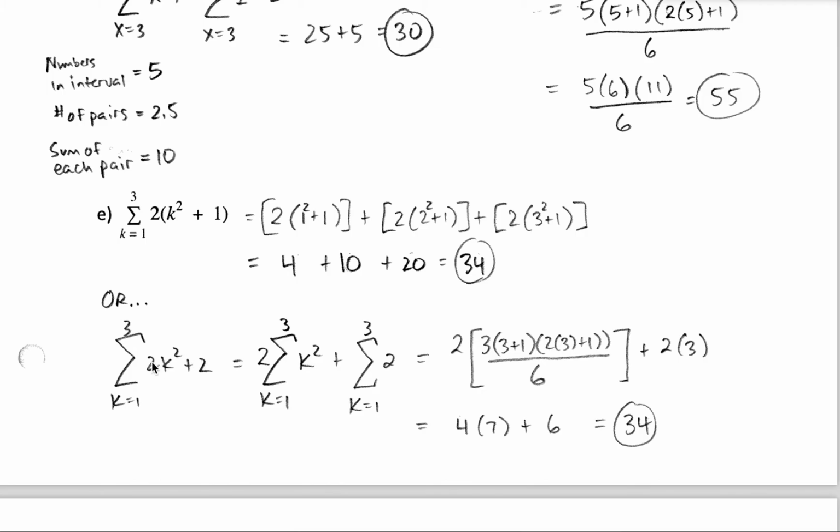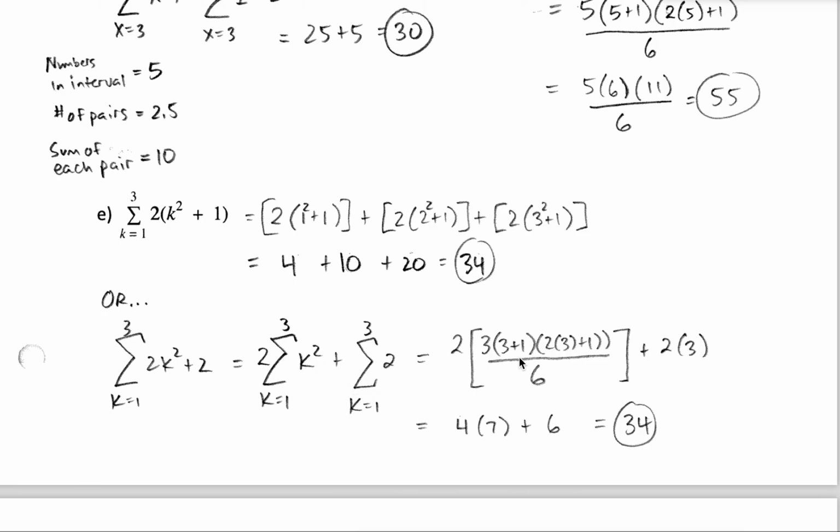All right, so we've got 2 terms. We're going to separate them, distribute that sigma to each term. And since we have a constant in front of that first term, we're going to shift that 2 out to the front of it. So we'll find this sum, the sum of squares from 1 to 3, and we're going to double it. And then we'll find the sum of 2 added to itself 3 times here. Our interval is 3.